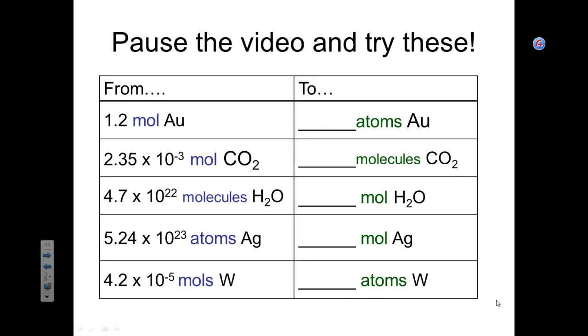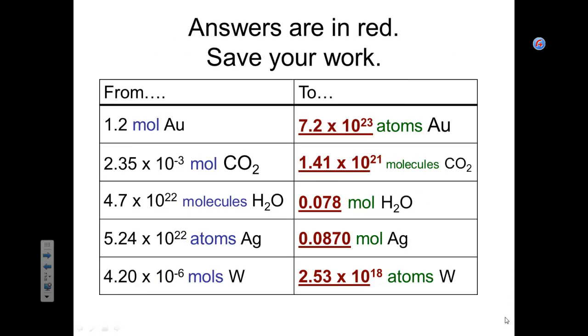So pause the video right now and try these problems. And in a few seconds, I'll reveal the answers to you. So here's the answers written to the correct significant figures in red on the right. Make sure that you save your work and bring it in if you have trouble getting these answers, and I'll go over it with you, and we'll see if we can't figure out what's going wrong.